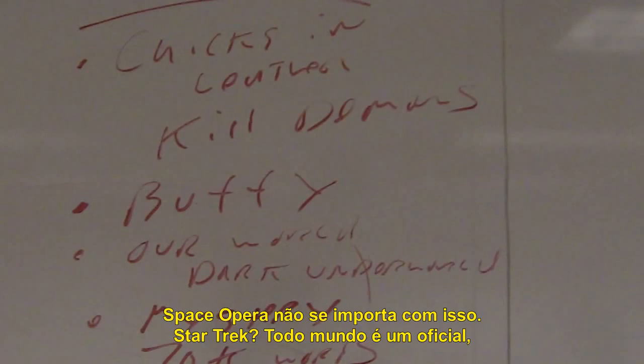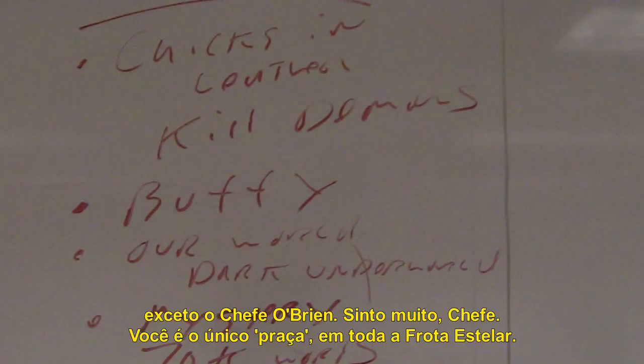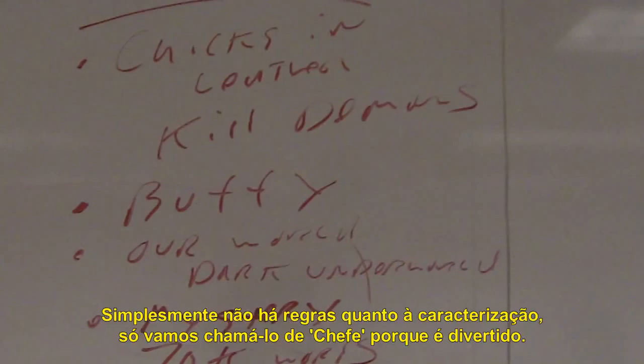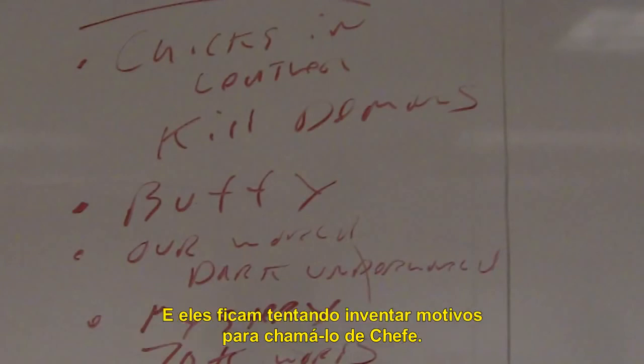Star Trek, they're like, everybody's an officer, we'll just do that, except for Chief O'Brien. Sorry, Chief. You're like the only enlisted man in all of Starfleet. But there are no rules about fraternization. He's just called Chief because it's fun, and they wanted to come up with a reason why they could call him Chief.